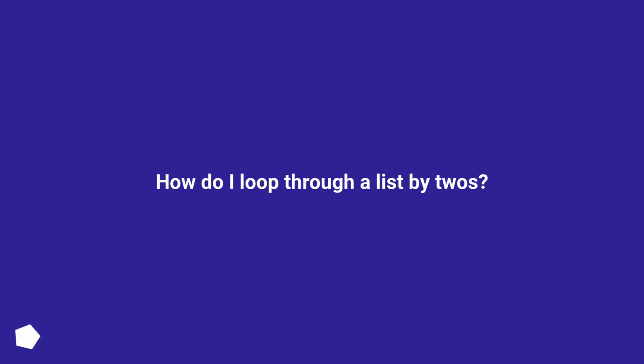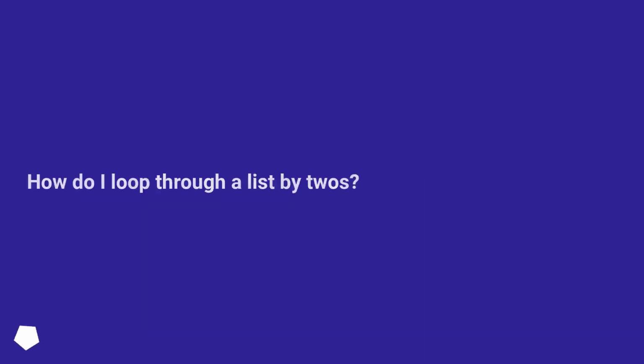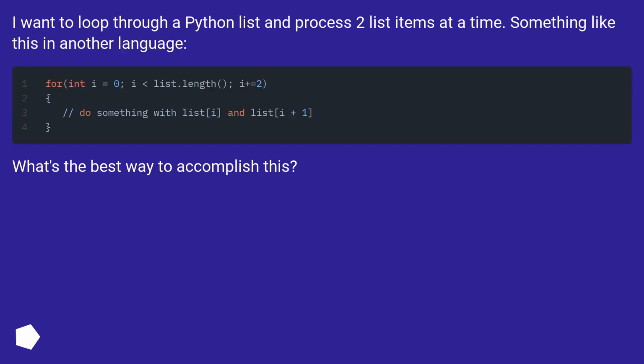How do I loop through a list by twos? I want to loop through a Python list and process 2 list items at a time. Something like this in another language. What's the best way to accomplish this?